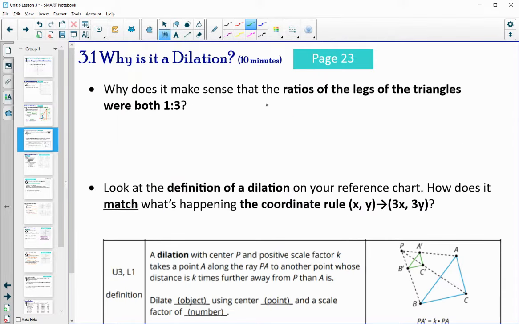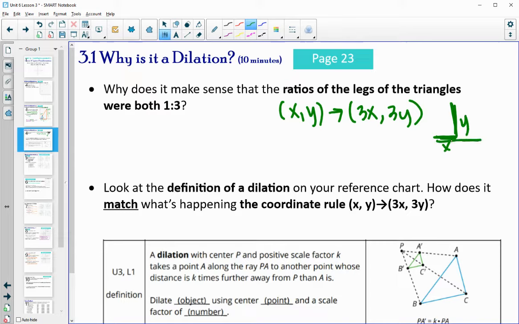Well, we followed the same rule, right? So the rule was XY. So we took the X and tripled it, and we took the Y and tripled it. So that X distance is the horizontal, the Y distance, okay, is the vertical. So then this one was going to be 3X, and this one was going to be 3Y. So then they would keep simplifying down to the same ratio of 1:3.